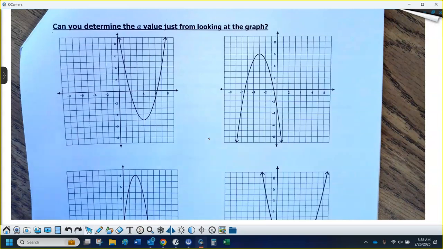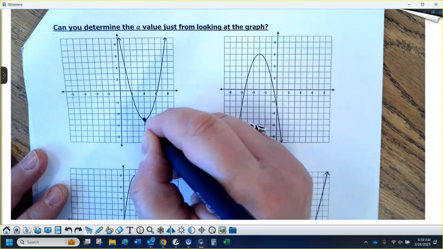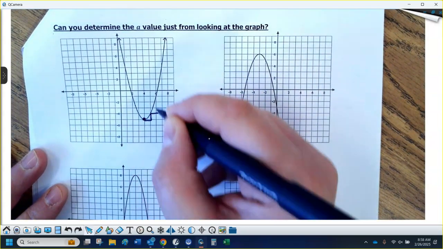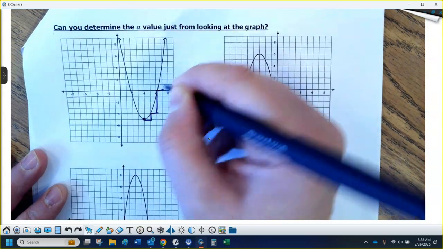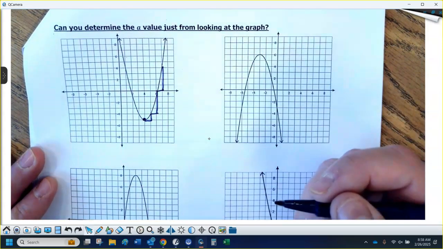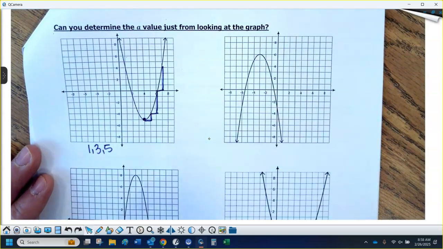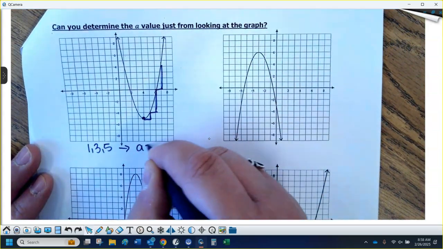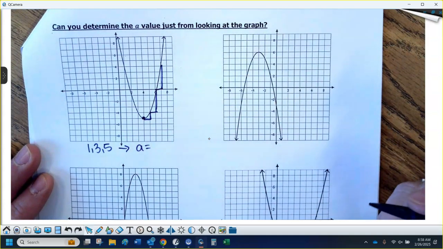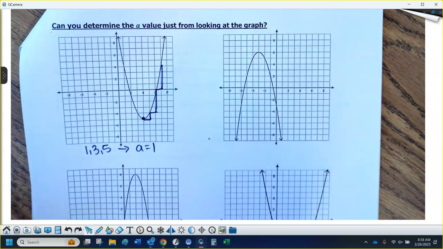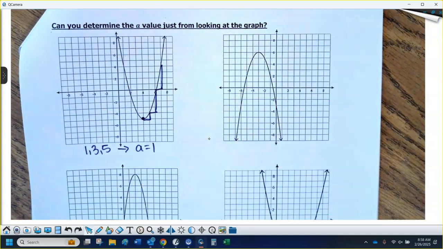Like if I look at this graph, here's my vertex. I'm going over 1, up 1, over 1, up 3, over 1, up 5. So I can tell right now that's a 1, 3, 5 pattern. What is my A value in that situation, if it's just 1, 3, 5? Just 1. Yeah. So maybe you can look at the graph and not have to do that algebra. You'd still need to pick out the vertex, but you might be able to avoid that step where I was trying to find the algebra.